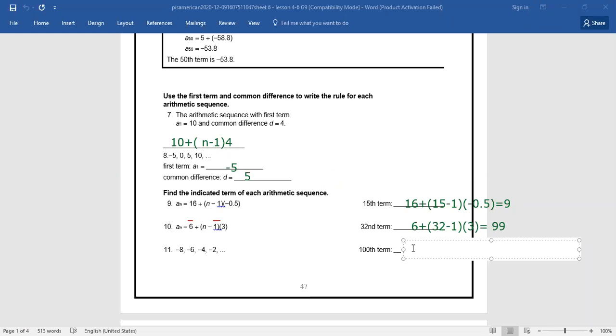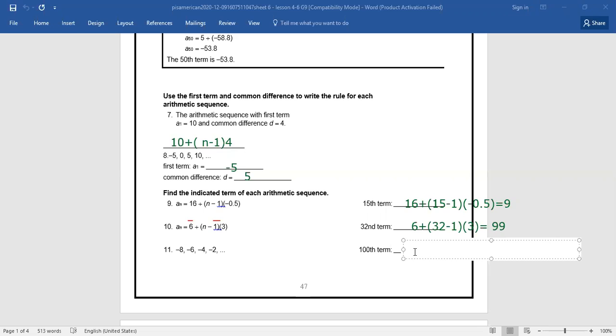What is the common difference at the beginning? The common difference is 2. How did you find it? We said negative 6 minus negative 8, the common difference will be equal to 2. Then start to replace in the formula, please.